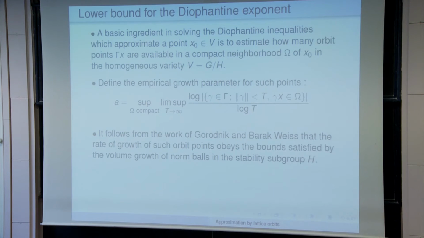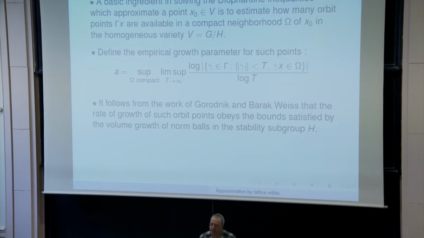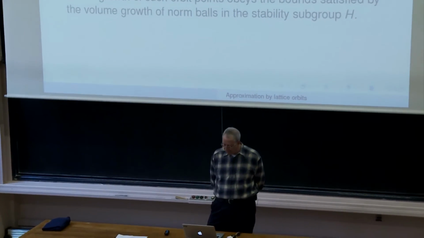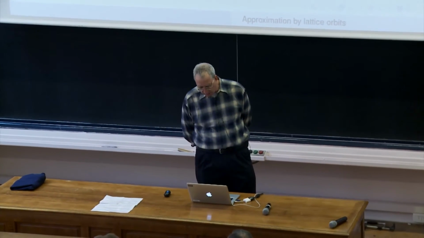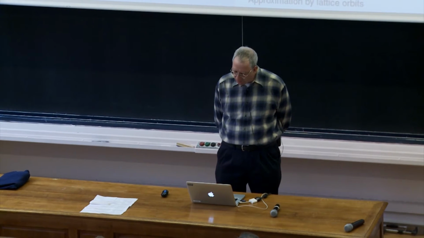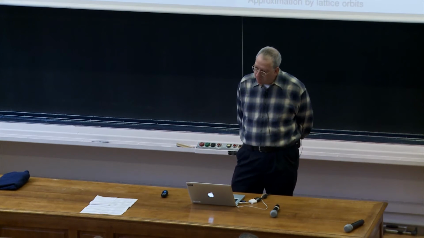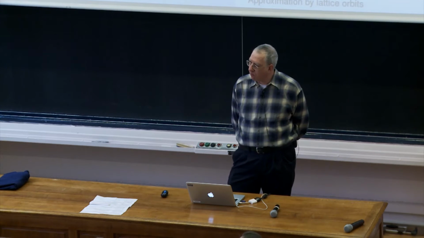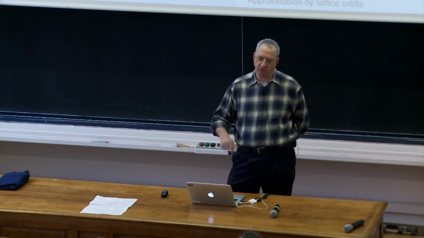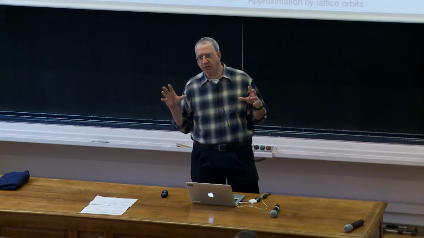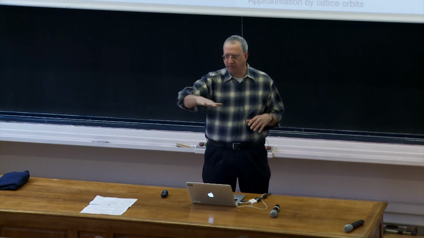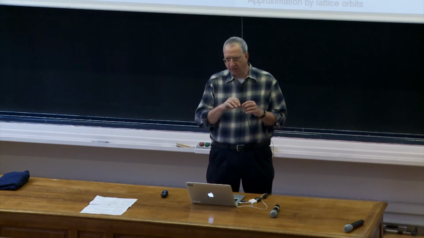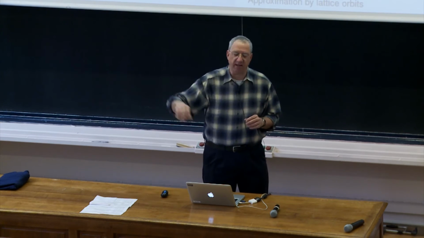And it follows, so the estimates of this number, or the computation of this number, is not a triviality. It follows from the work of Gorodnik and Barak Weiss that the rate of growth of such orbit points obeys the bounds which are satisfied by the volume growth of norm balls in the stability group H. So this is actually very intuitive, because if you think about G, take the connected Lie group, let's say R squared, and you should think about H in G as a line in the plane.